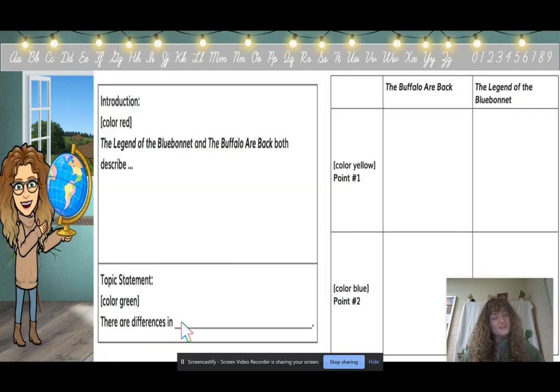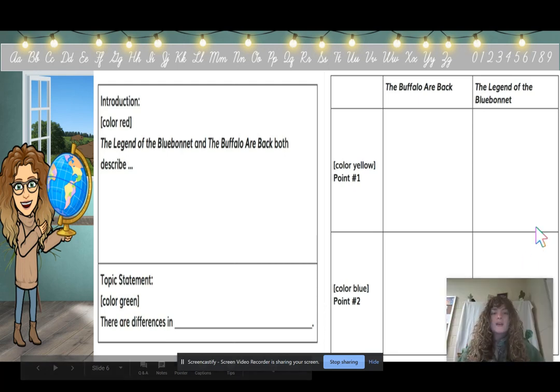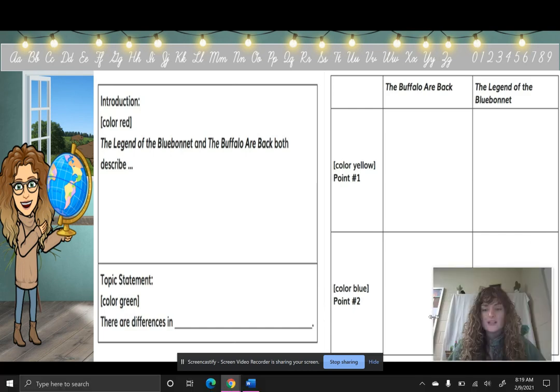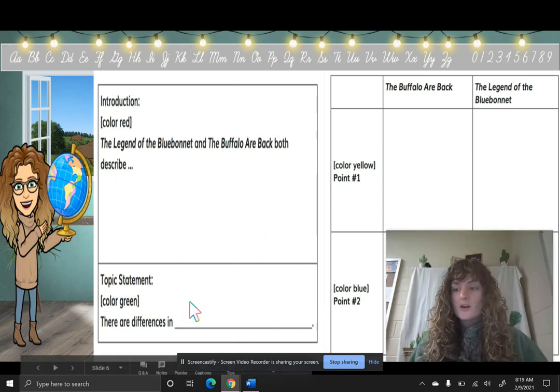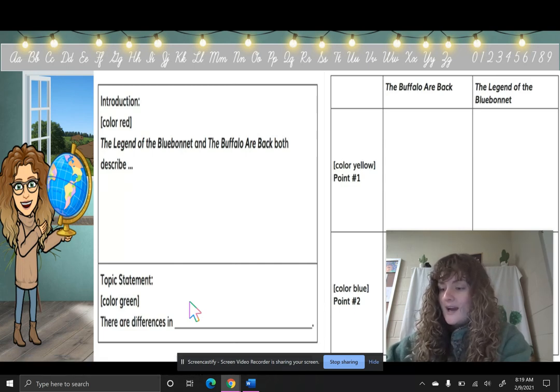So what we are going to be doing is making another evidence organizer because we are going to be comparing The Legend of the Blue Bonnet and The Buffalo Are Back. We are going to make our evidence organizer right now. I'm going to make myself a little bigger. There we go. The first thing we're going to do is start by making a box for our introduction. So we have our introduction.